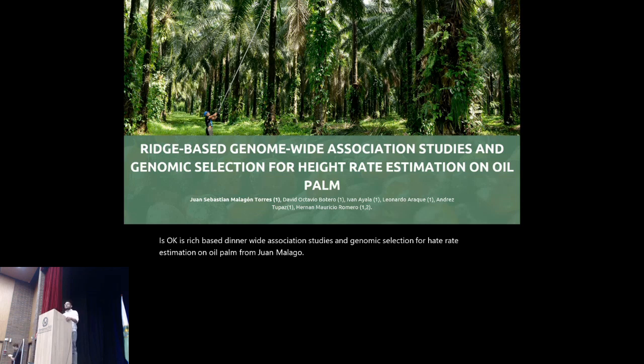Okay, good afternoon. Today I'm going to present one of our projects of the System Biology group in Senipalma, called Reach-Based Genome-Wide Association Studies and Genomic Selection.